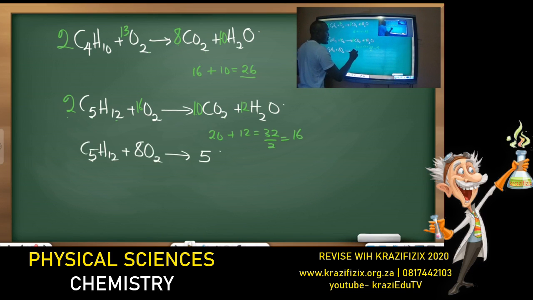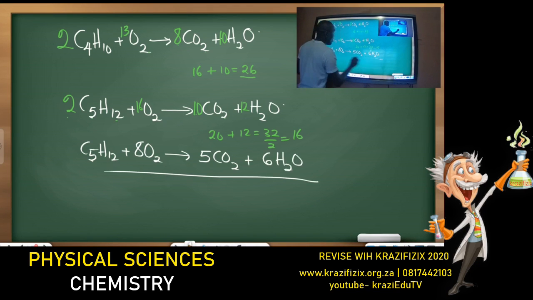8O2. I'm going to have 5 CO2 and 6 H2O, and it is automatically balanced. So remember, when alkanes burn in oxygen, they form carbon dioxide and water.